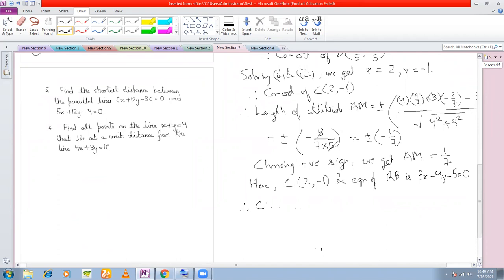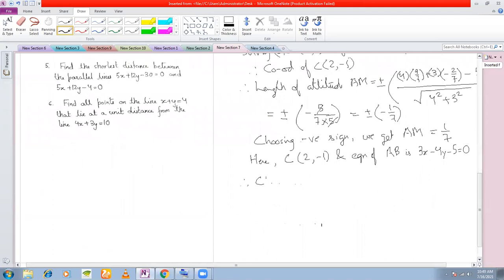Therefore, what is the length we called Cn? Cn is equal to plus or minus, the formula was (ax1 + by1 + c). So this is our x1, y1, and this is our a, this is our b. So a x1 plus b y1 plus c. C here is -5, divided by root over of a square plus b square.